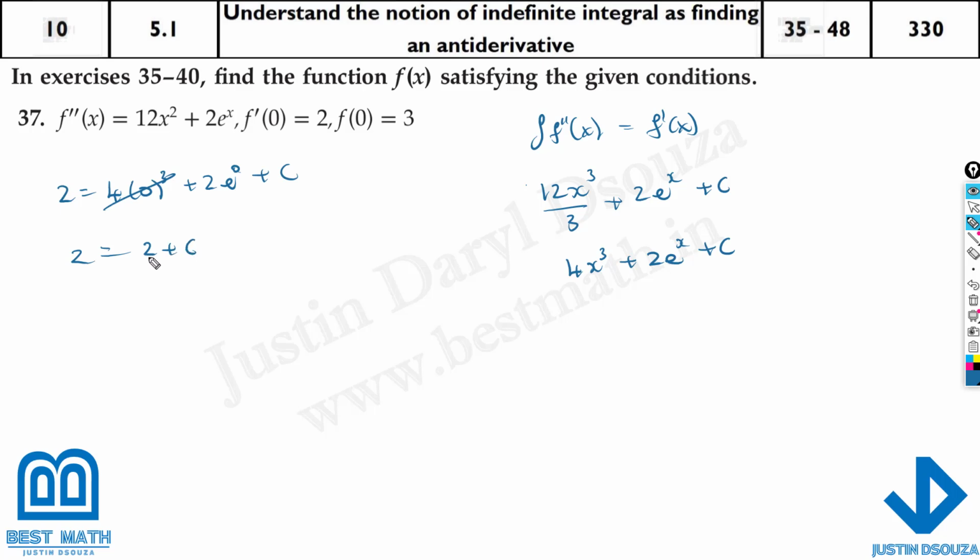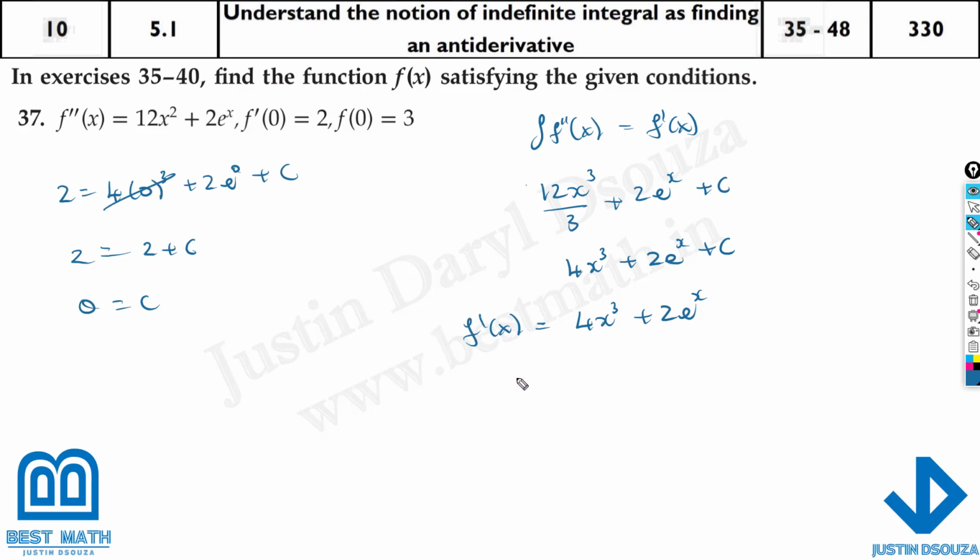So 2 equals 2 plus c. 2 to the other side will be 0 is equal to c. So here this is 0, or you can just write this much only. So this is it. This is f prime of x, single dash.